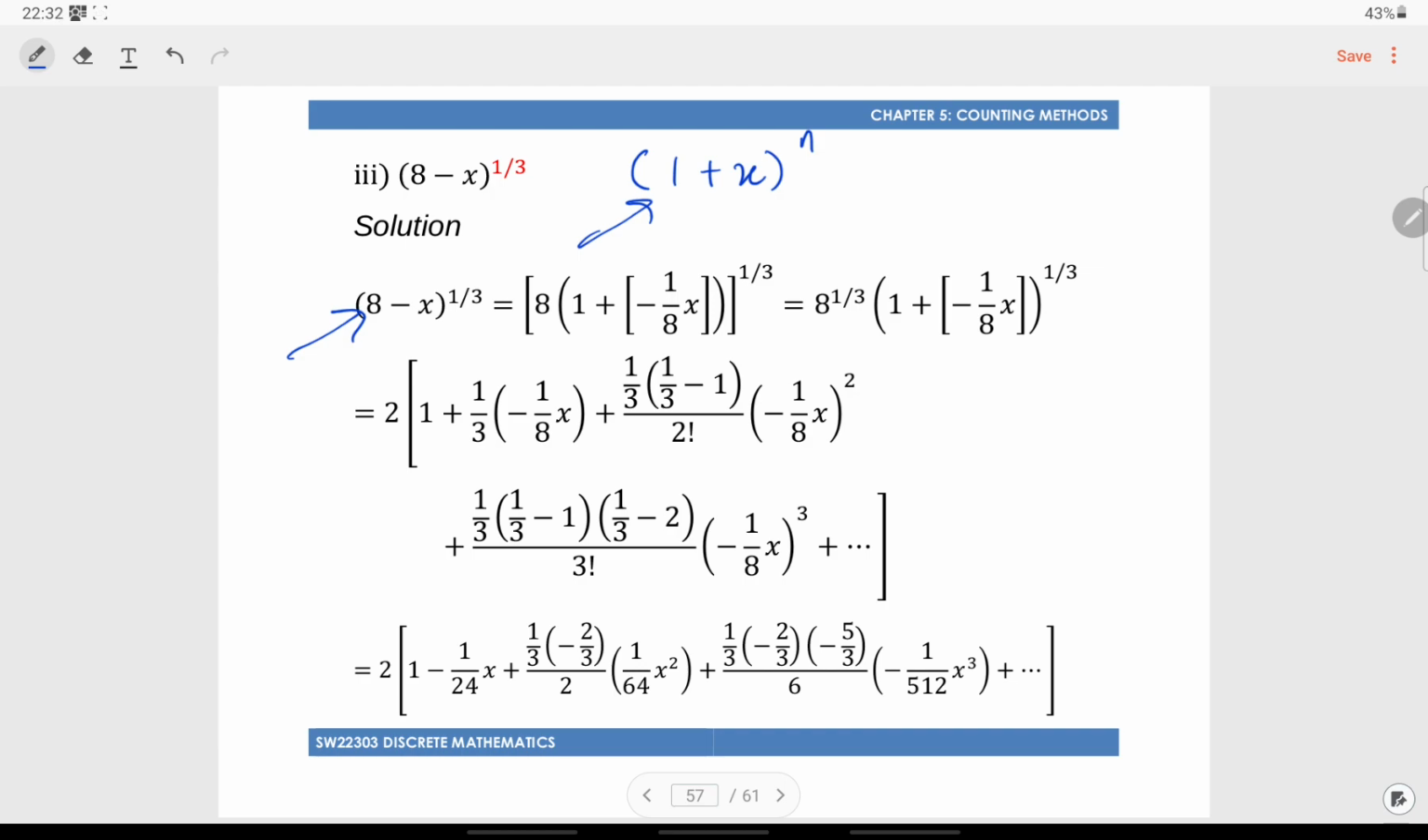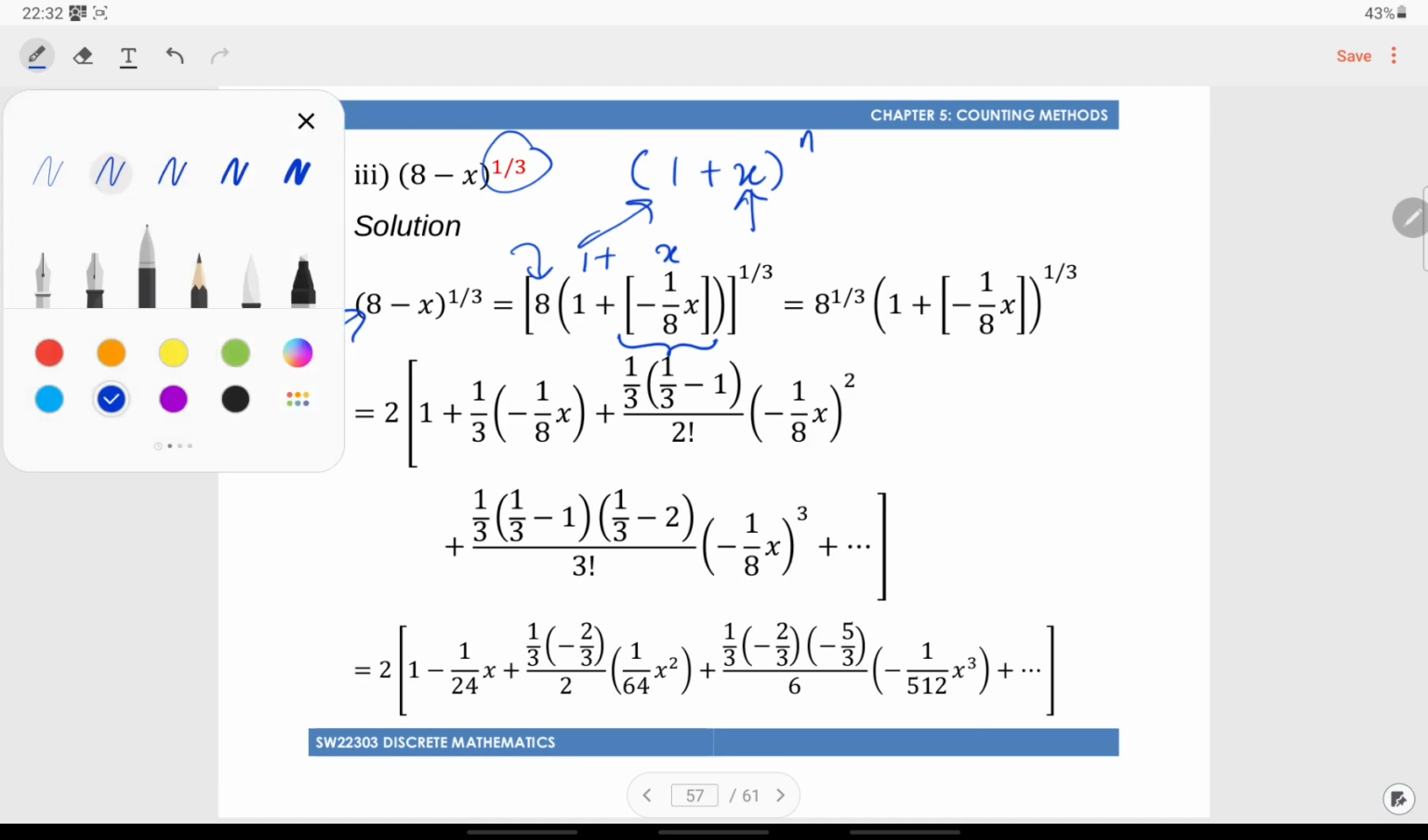How do we do that? We do factorization. We take 8 outside the parentheses, and the remaining element inside the parentheses is 1 plus negative 1 over 8 x. This obeys the standard form because it is 1 plus x. So the whole element, negative x over 8, represents our x and must be substituted into the formula in the place of x. And n is equal to 1 over 3. But be careful here, because we factorized 8 out.